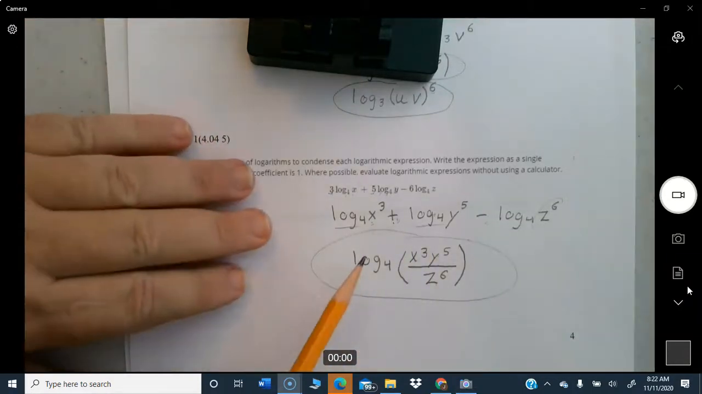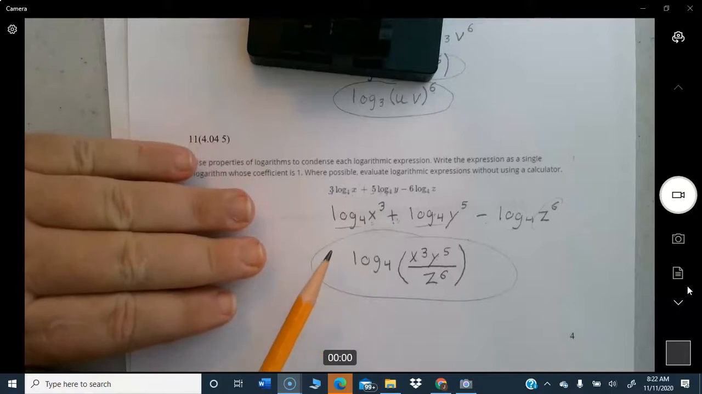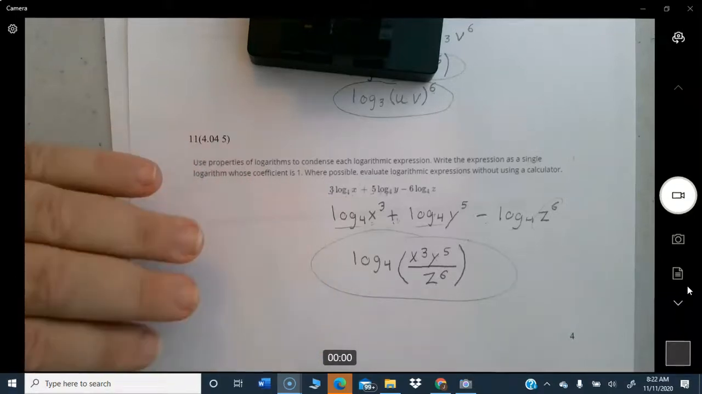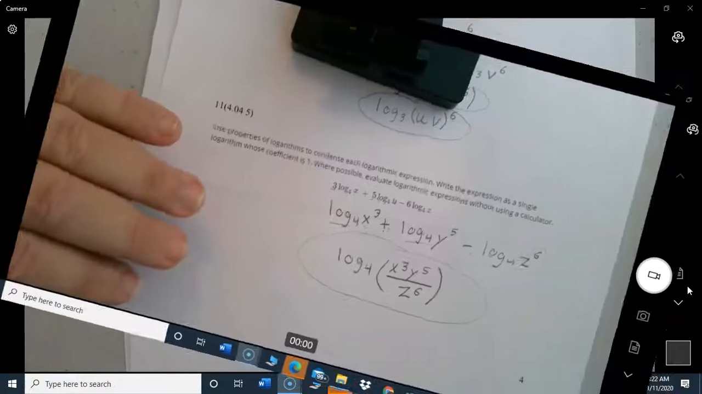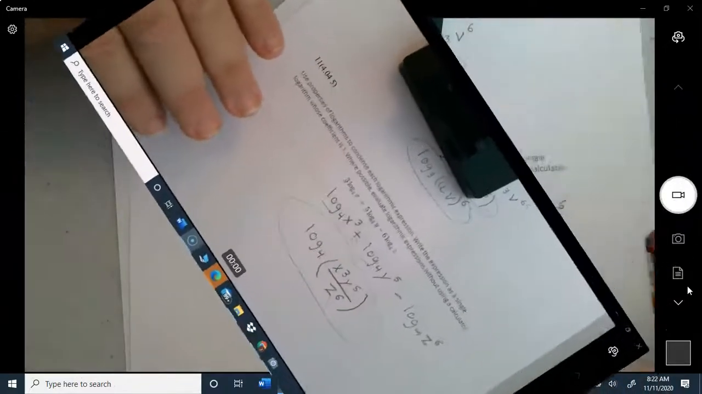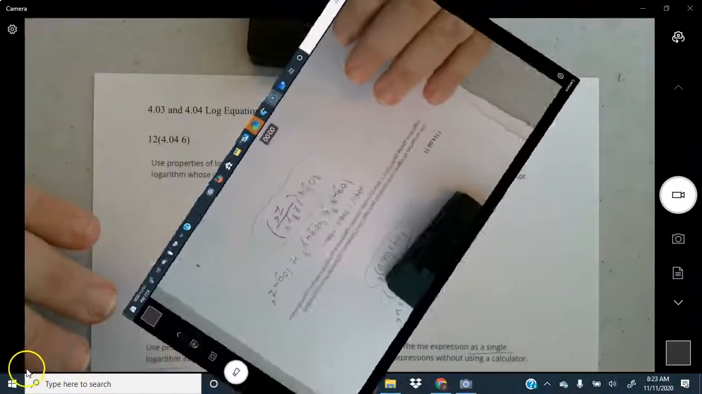You'll notice this is only a two-step problem. It looks complicated, but if you understand the principles and you practice these principles, it's not that bad. These are fairly quick problems. Okay, let's keep going.